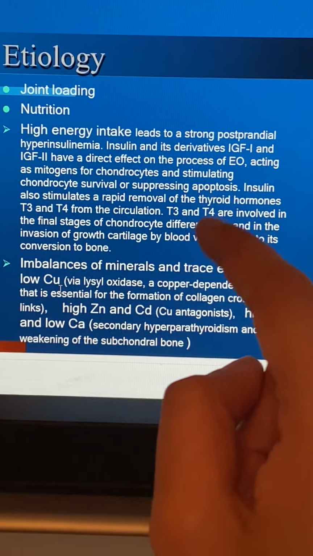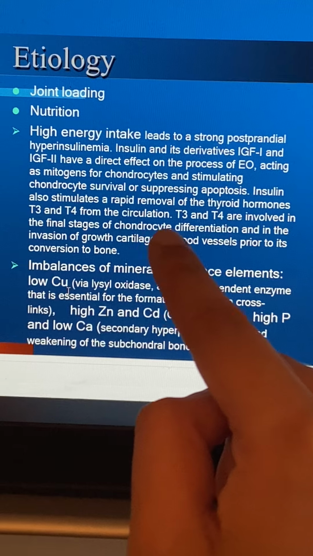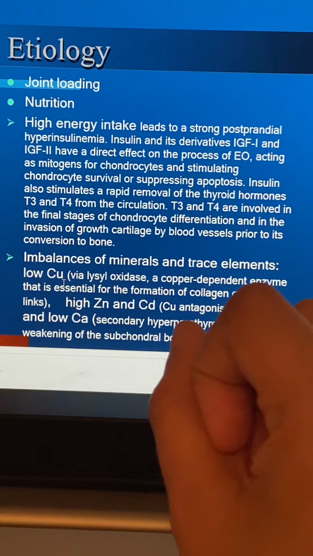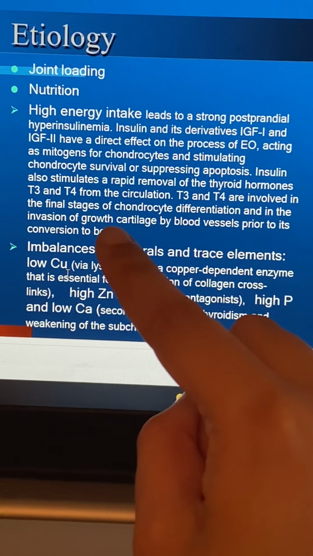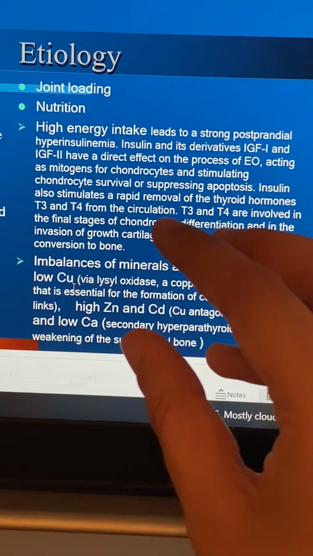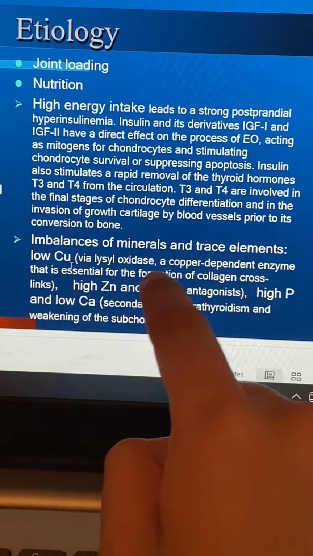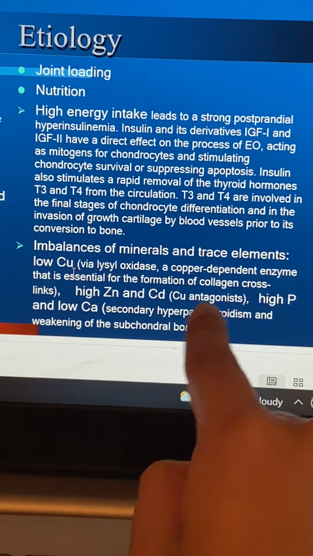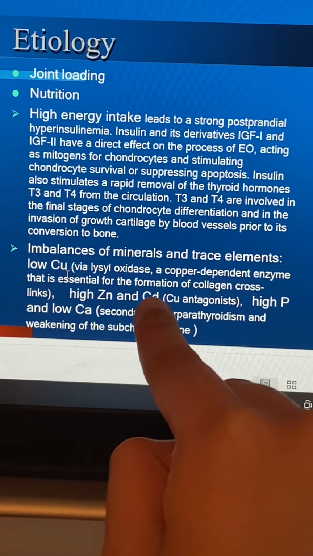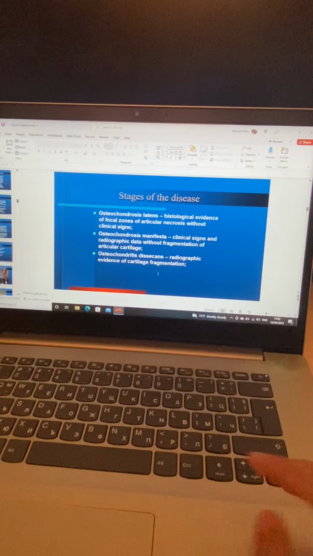But insulin also stimulates removal of the thyroid hormones T3 and T4 from the circulation, and these are also involved in chondrocyte differentiation, because basically they enter blood vessels to allow the cartilage, which is well vascularized, to be converted into bone. And you have imbalances of elements like low copper, high zinc and cadmium, high phosphorus and low calcium. So just remember, anything that's low is usually C, except cadmium, but everything else is high. And I'll just end here and we'll start the next video.